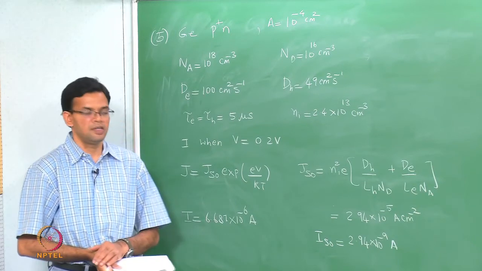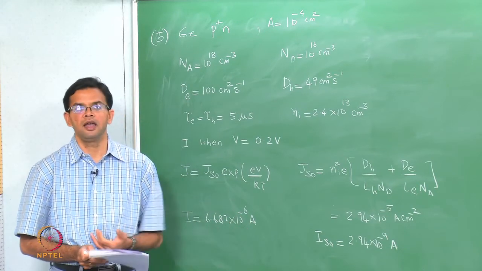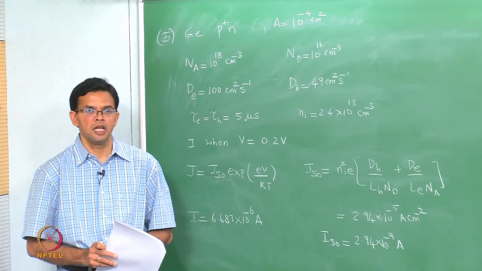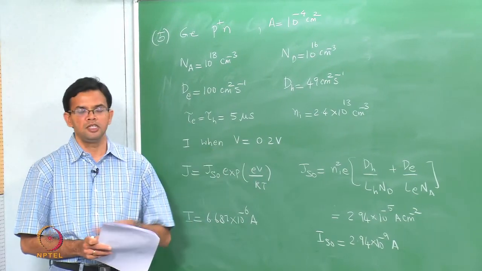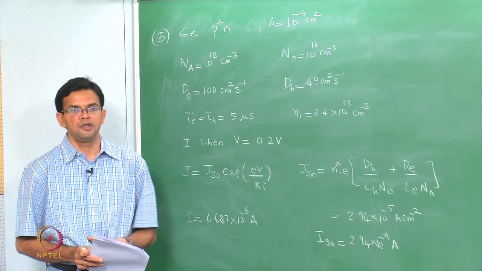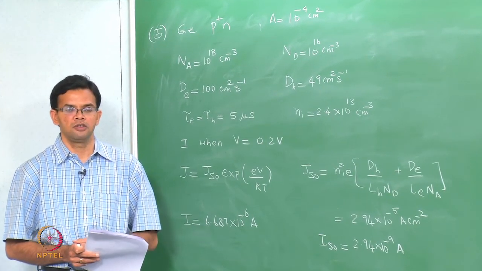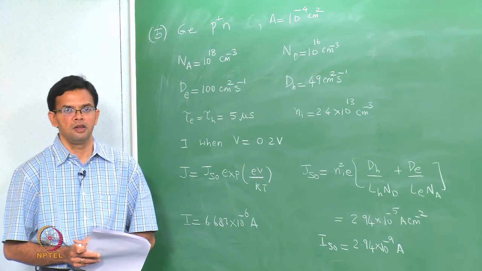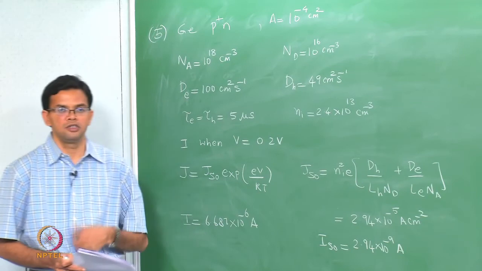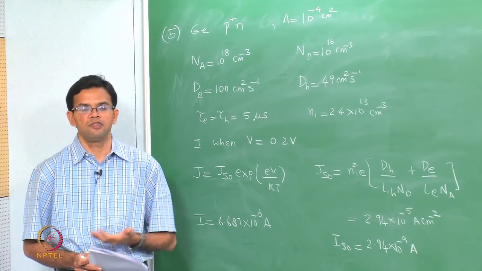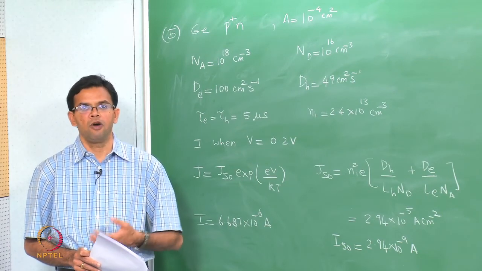So, in this particular case, the difference between the current and Is naught is not as high as in the case of silicon. One particular reason is because your applied voltage is very small, it is only 0.2 volts. Another difference is that the material is germanium, so that the band gap is smaller, so the built in potential is also smaller. At the same time, Ni is larger, so that Js naught is also larger. These are some of the factors you have to take into account when choosing materials for forming p-n junctions.